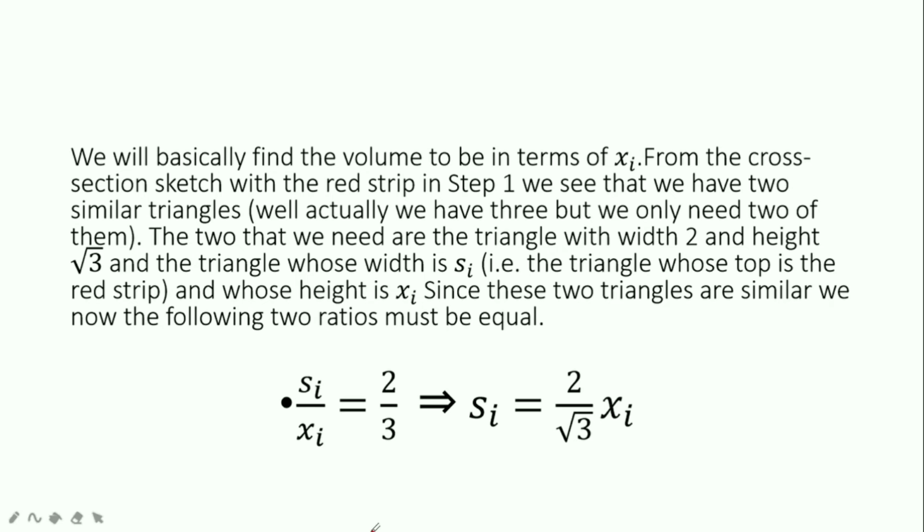Example is the triangle whose top is the red strip and whose height is x sub i. Since these two triangles are similar, we know the following two ratios must be equal. Below is the equation for that. What we see here is s sub i over x sub i is equal to 2 over 3, which implies s sub i is equal to 2 over square root of 3 times x sub i.